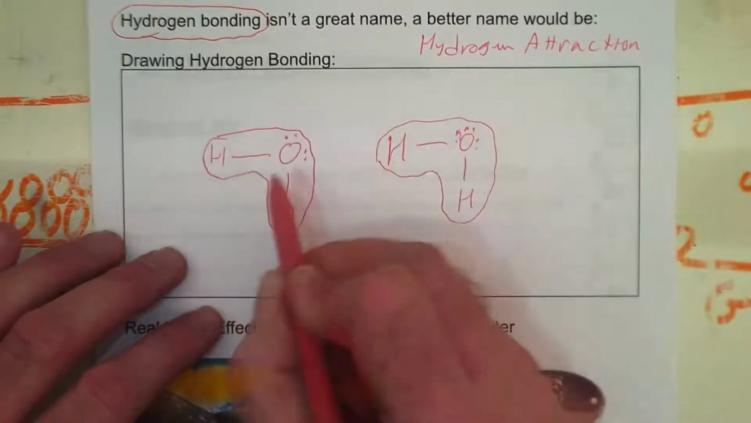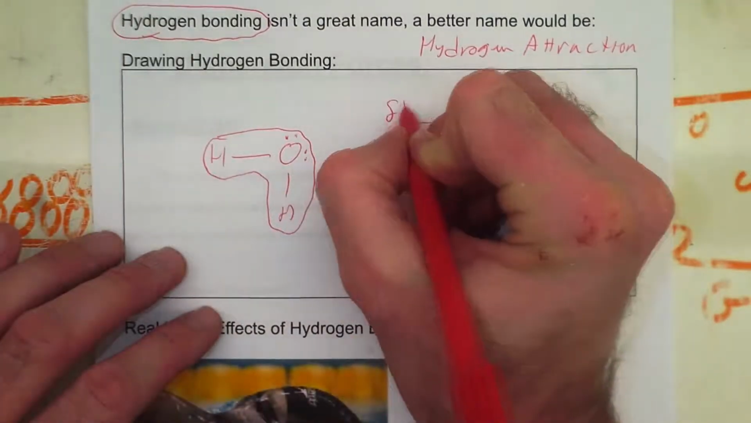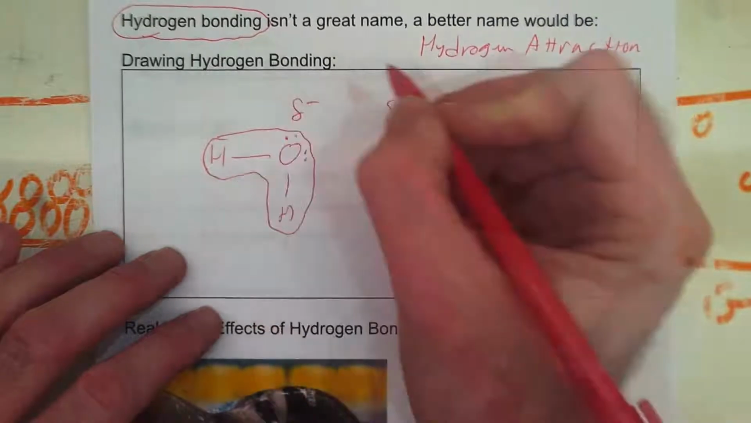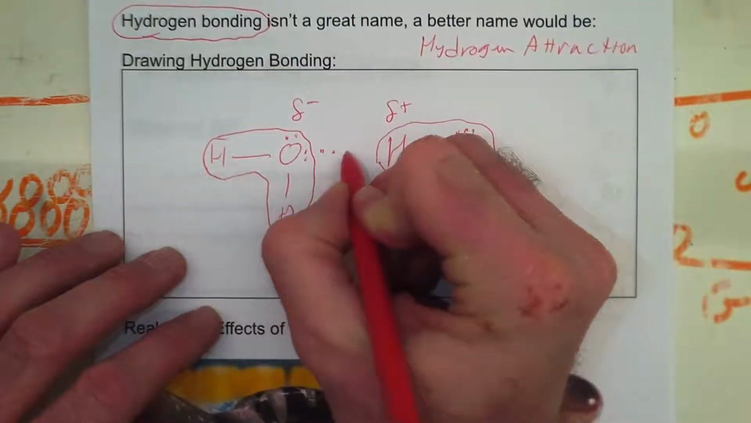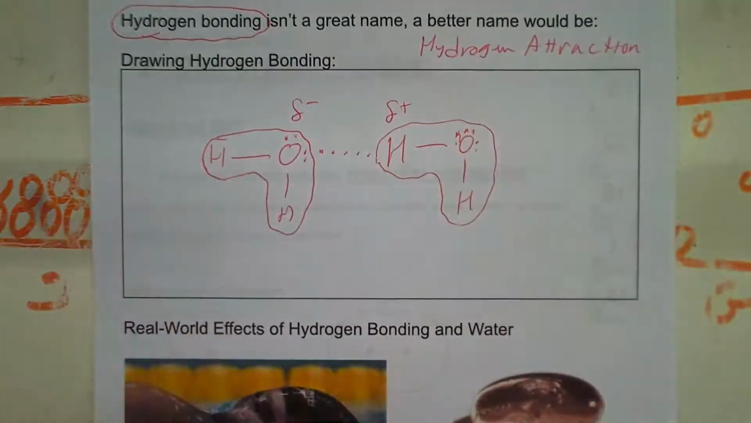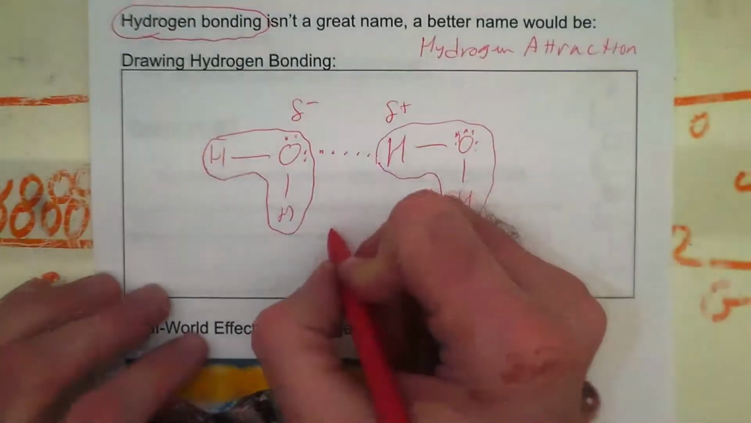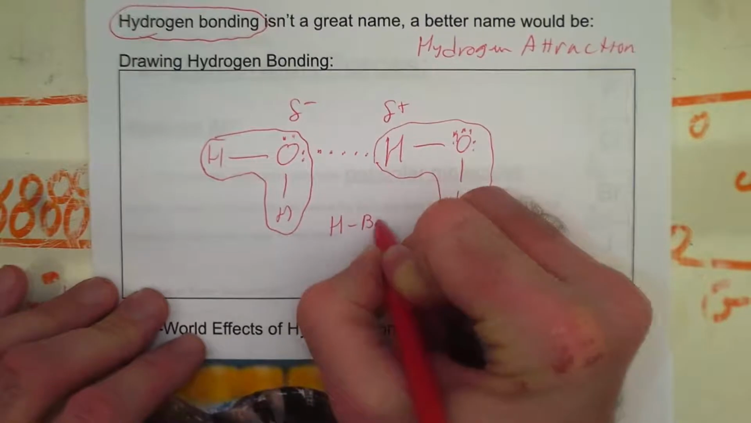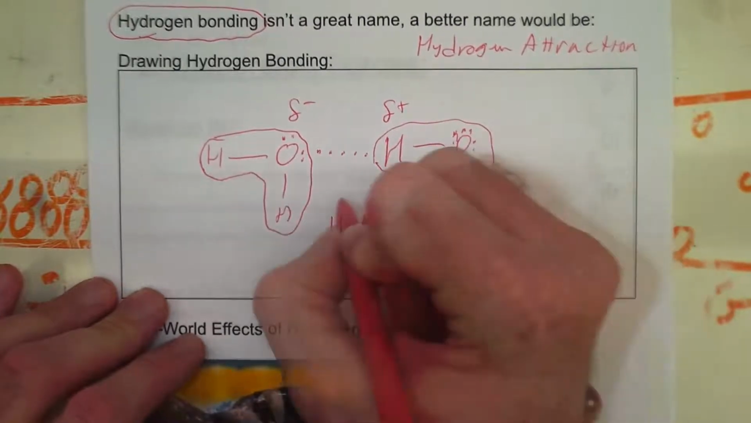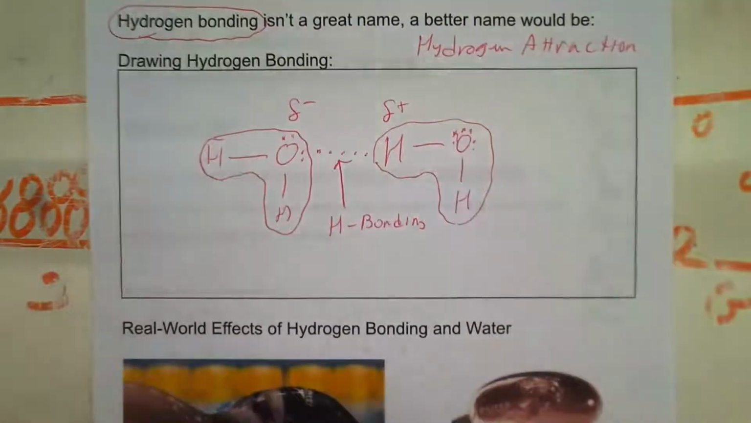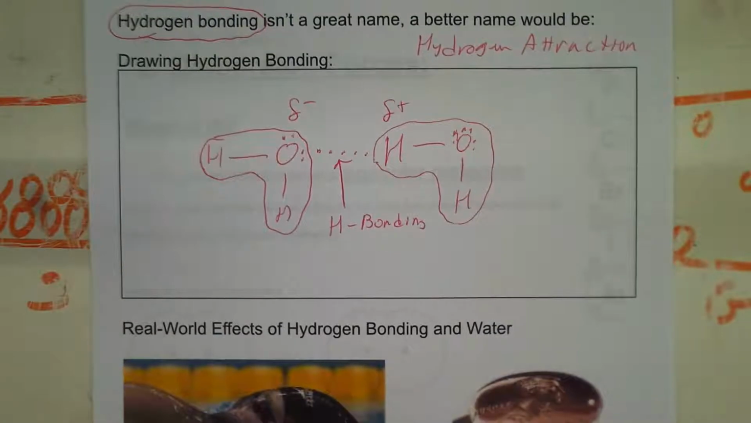And these guys are attracted to one another because the partially positive hydrogen and the partially negative oxygen feel an attraction for each other, kind of like magnets. We know that opposites attract. So that's what hydrogen bonding looks like: the positive end of one water molecule versus the negative end of another water molecule.